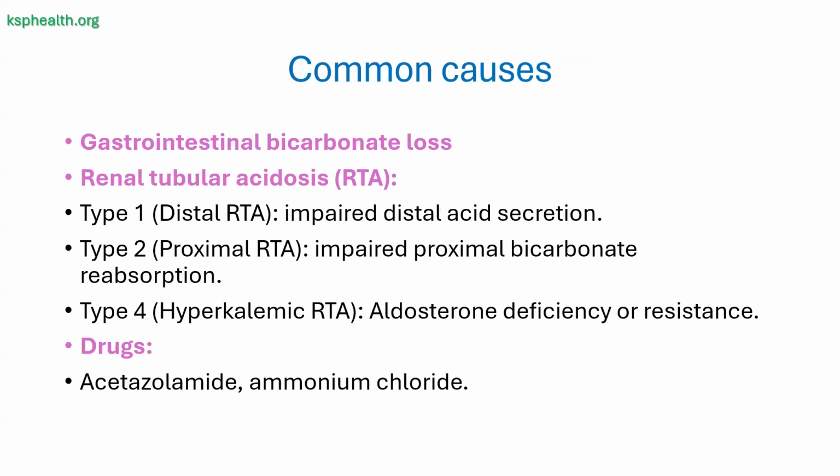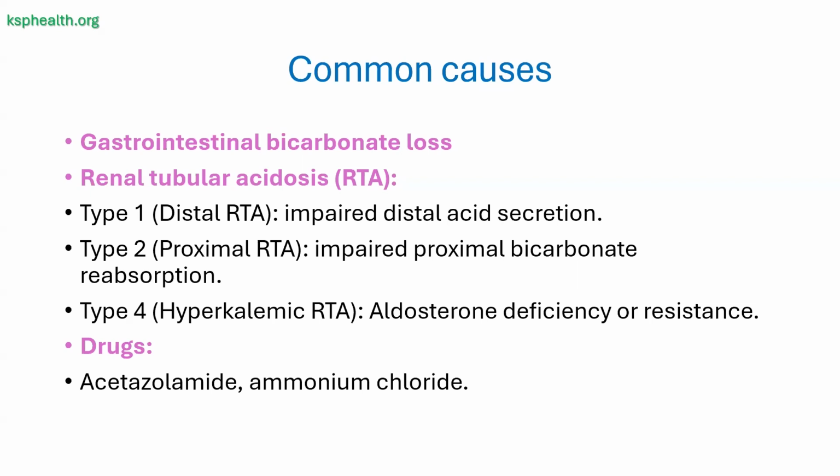The common causes are GI bicarbonate loss. The second is renal tubular acidosis. There are three kinds. Type 1, which is distal renal tubular acidosis, where there is impaired distal acid secretion. Type 2, proximal renal tubular acidosis, where there is impaired proximal bicarbonate reabsorption. Most of the bicarbonate reabsorption, I think 85%, happens in the proximal convoluted tubule. When there is an impairment, you will have bicarbonate loss, thus non-anion gap acidosis.